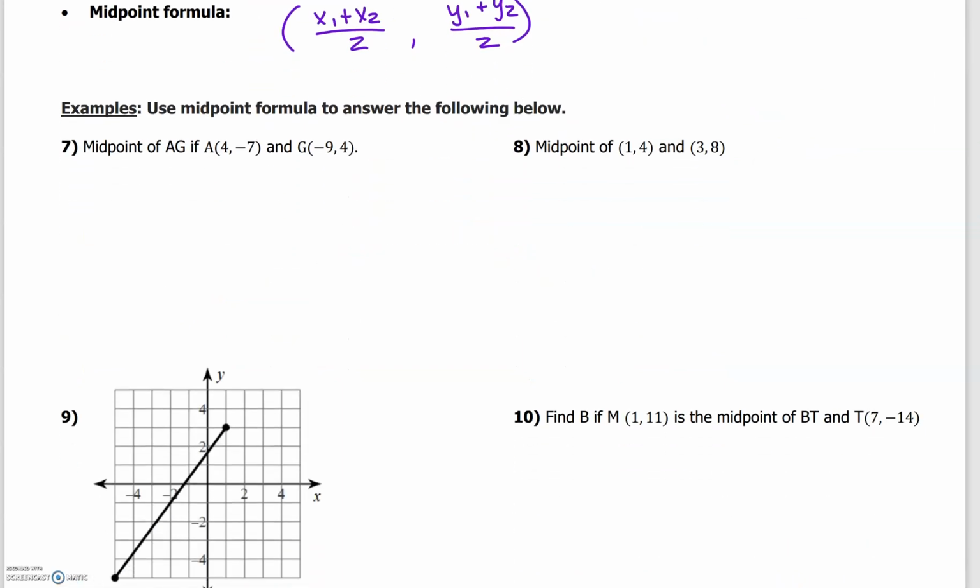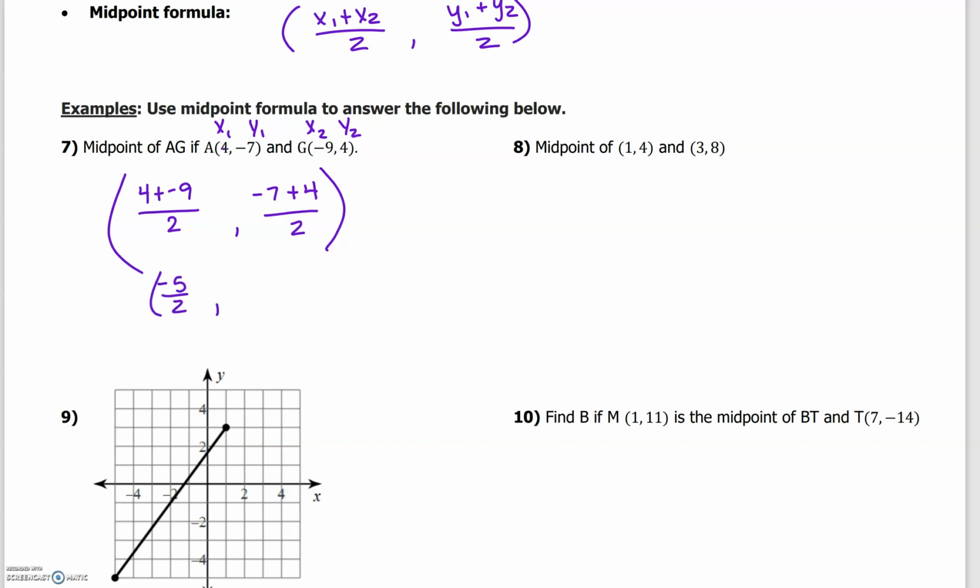So for this midpoint here, we have an x and a y, an x and a y, a first pair and a second pair. We're going to add our x's together, which would be 4 and -9, and divide by 2. And then we're going to add our y's together and divide by 2. So adding first and then dividing by 2. So we have a -5/2. And we have a -3/2.